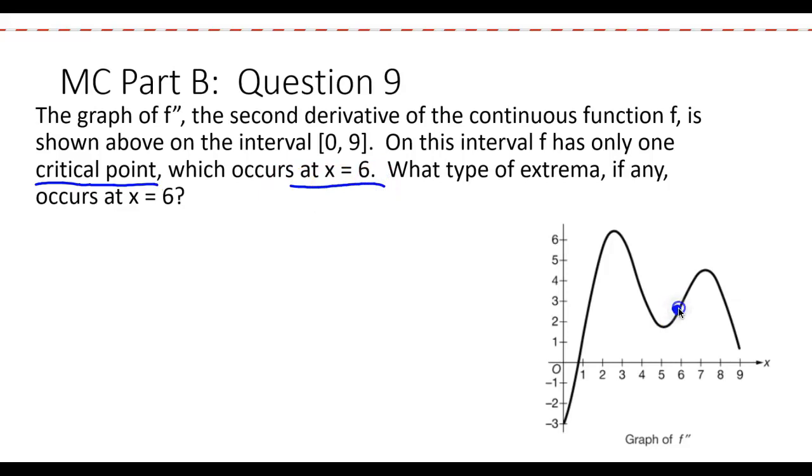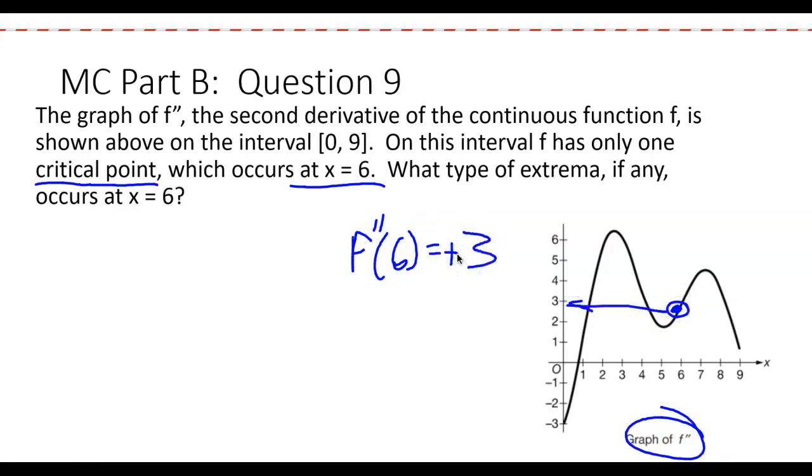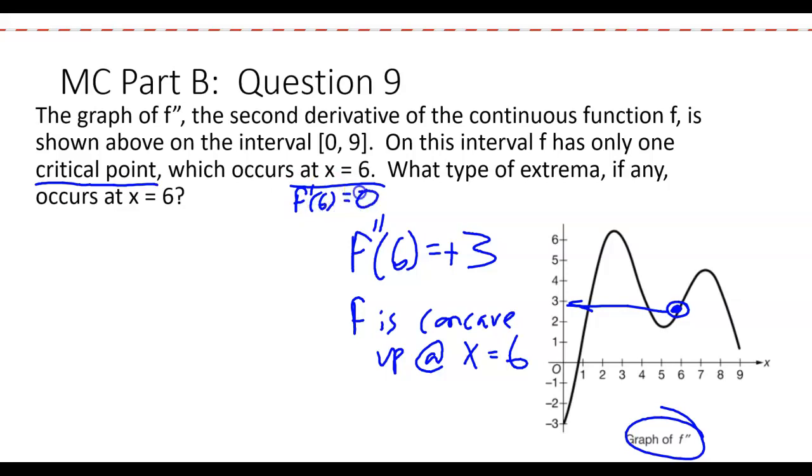So at x equals 6, that puts my dot right about there, which means that f double prime, because this is the graph of f double prime, when x is equal to 6 is approximately 3, it looks like to me. So that's a positive number, which means that f is concave up at x equals 6. Not only is it concave up, but that's a critical value, okay? And a critical value is where the first derivative equals 0. So that means that f prime of 6 equals 0 if it's a critical point, okay?